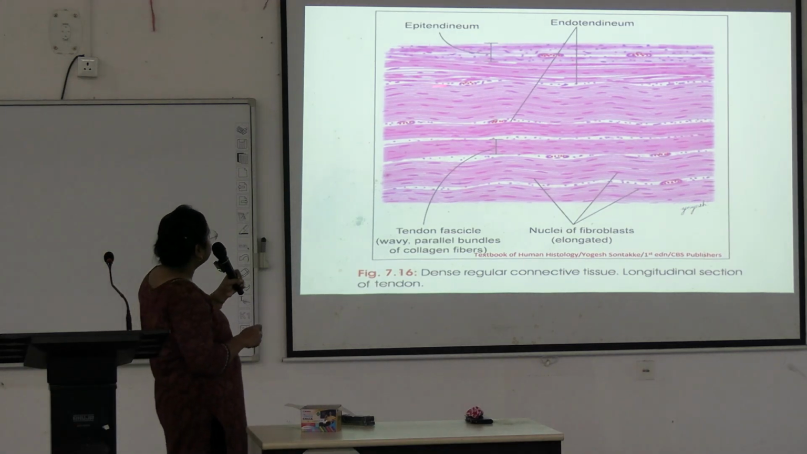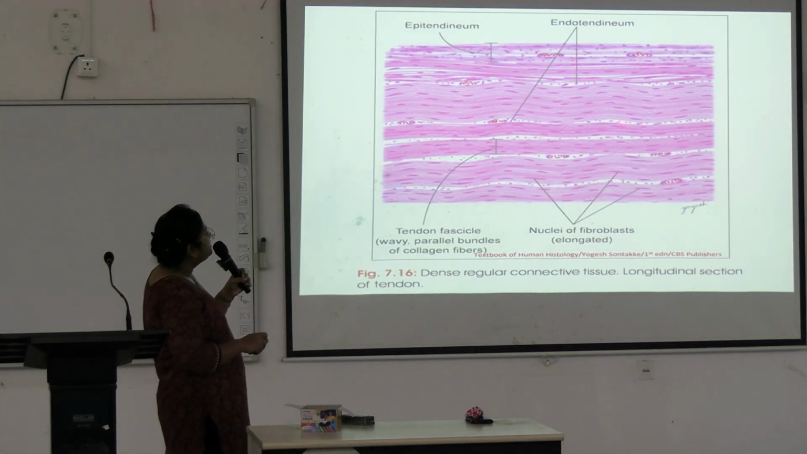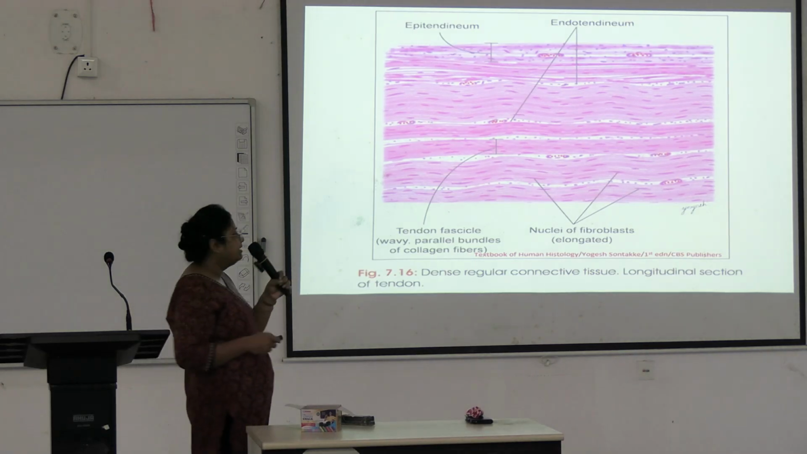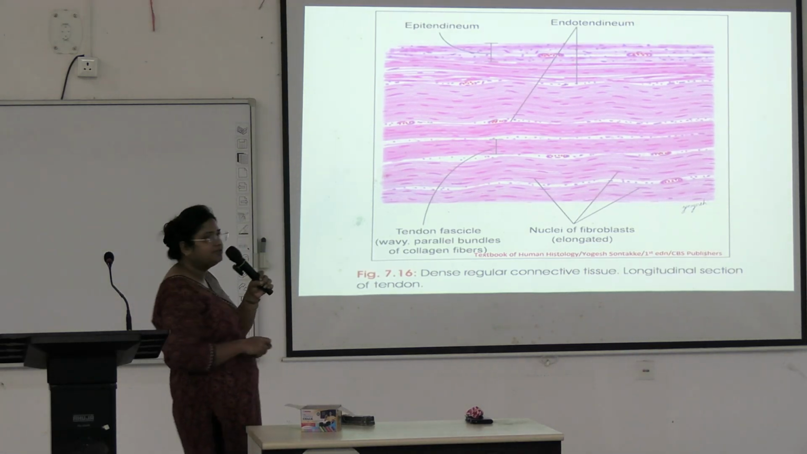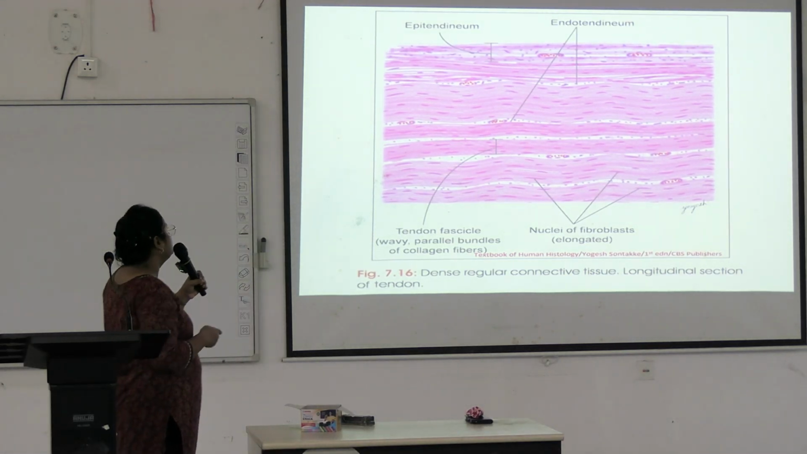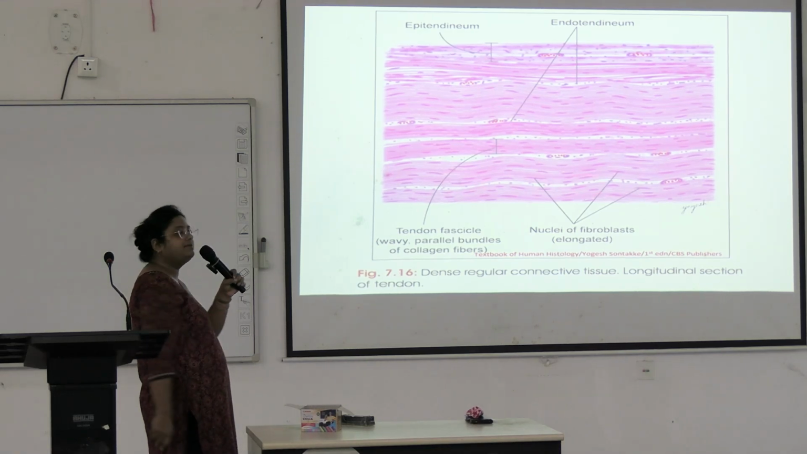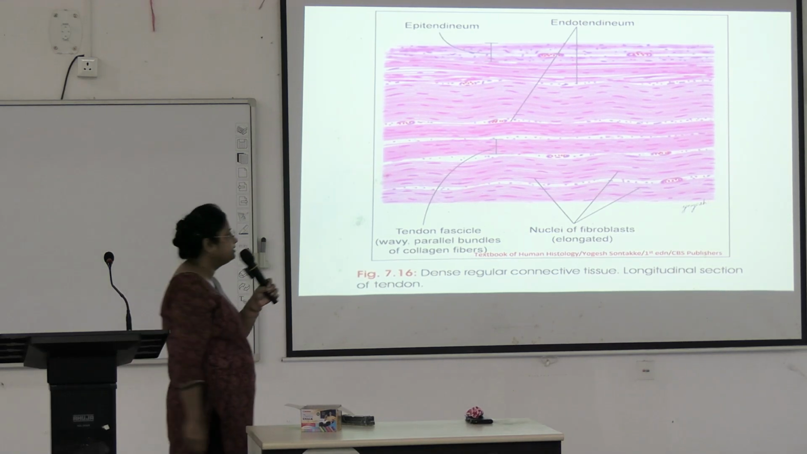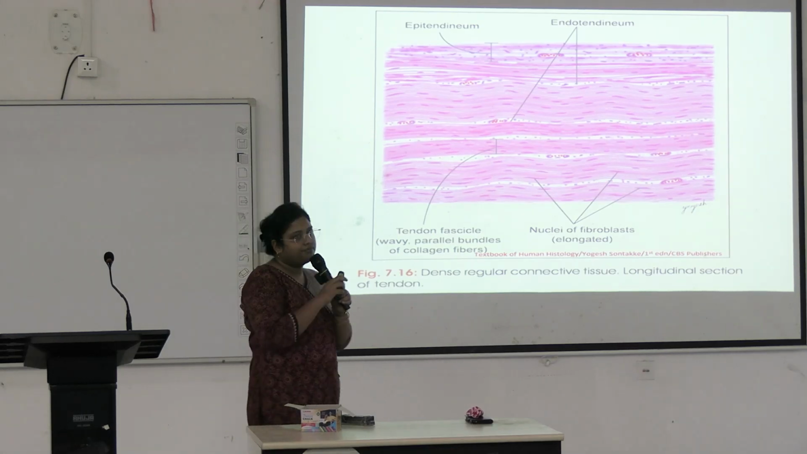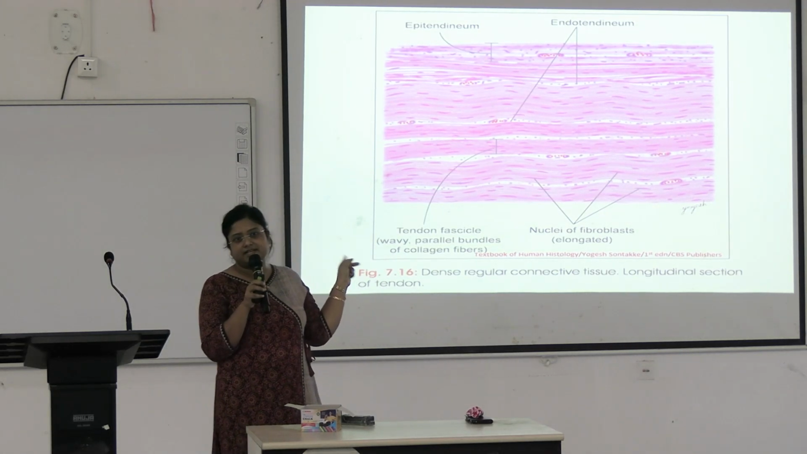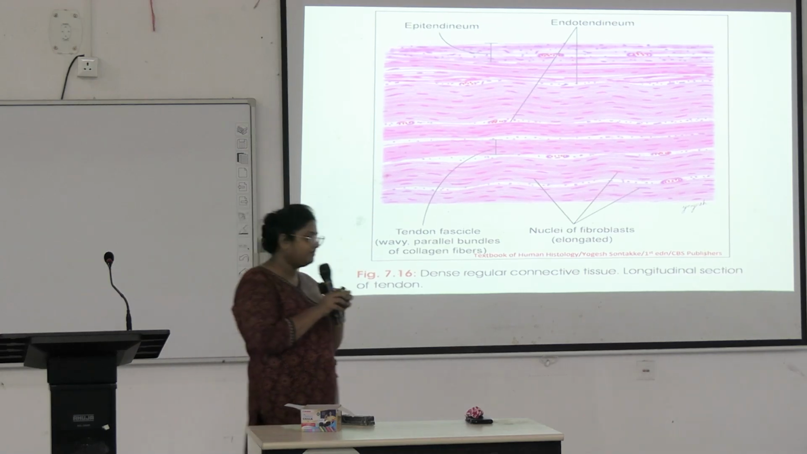And here you see sections of blood vessels in the endotendinium and also in the epitendinium. This is the outermost covering of the tendon. This is known as epitendinium, and here also you will see sections of blood vessels. Okay, understood? And here these flattened nuclei are nuclei of the fibroblast, flattened elongated nuclei. Okay, so for dense regular connective tissue, you have to draw a schematic diagram like this. Okay. Next.